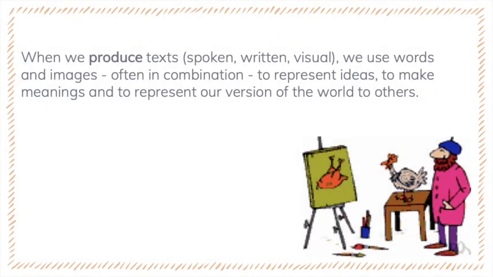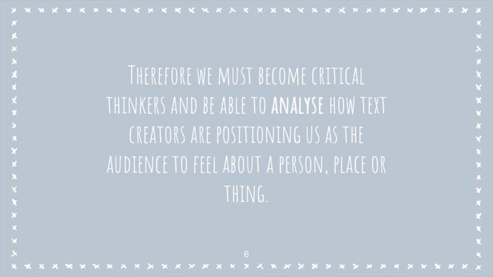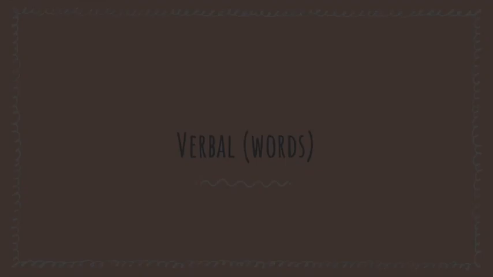So when we produce texts, whether they be spoken, written, or visual, we use words and images, often in combination, to represent ideas, to make meanings, and to represent our version of the world to others. Therefore, we must become critical thinkers and be able to analyse how text creators are positioning us as the audience to feel about a person, place, or thing.